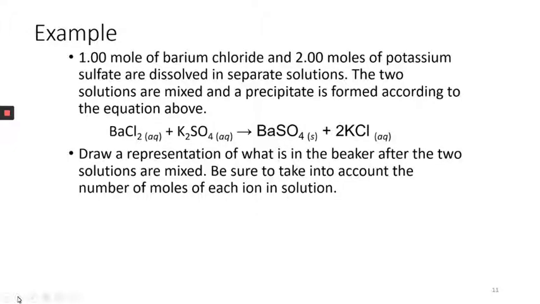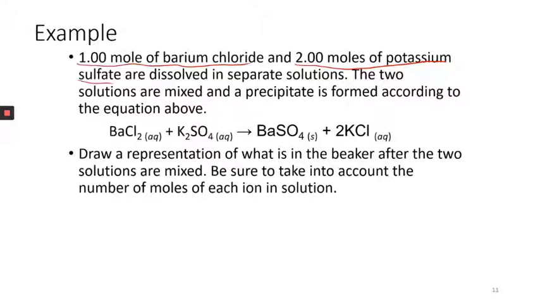Okay? So let's just look at our balanced equation first. In order for this reaction to go, we need 1 mole of barium chloride and 1 mole of potassium sulfate. But in our example, they give us 1 mole of barium chloride, but they give us 2 moles of potassium sulfate. So we're going to have an excess of potassium sulfate. We're going to have more than we need. Okay? Does that make sense to you?